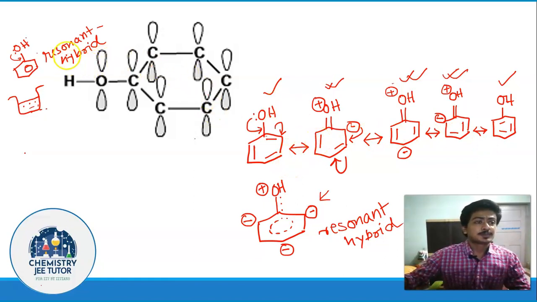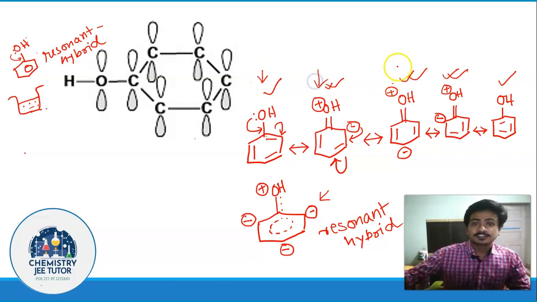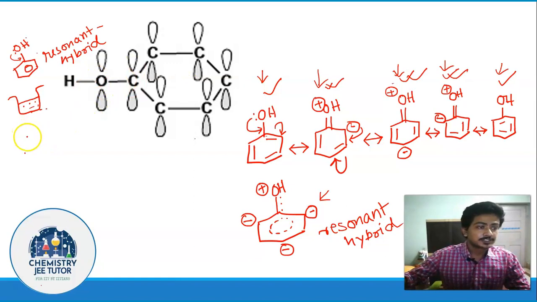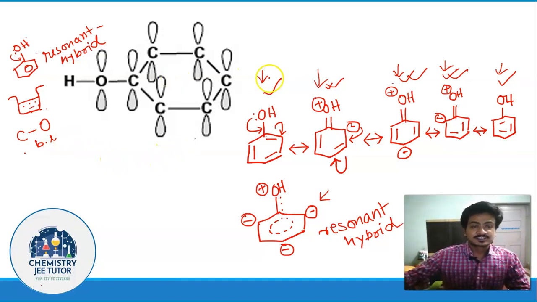So any experimental property you determine is actually the experimental property of the resonant hybrid, which means that the individual properties of all of these will be shown in the property of this resonant hybrid. So in this case, what we are going to determine is the CO bond length. The CO bond length. So what do we expect?